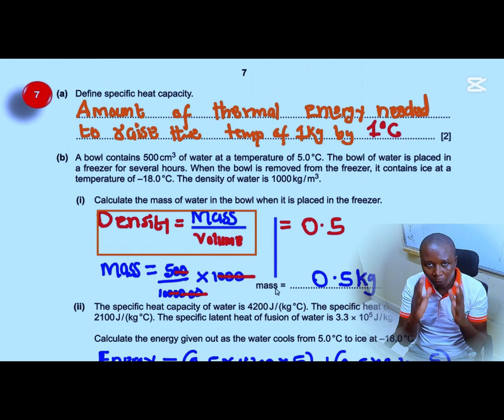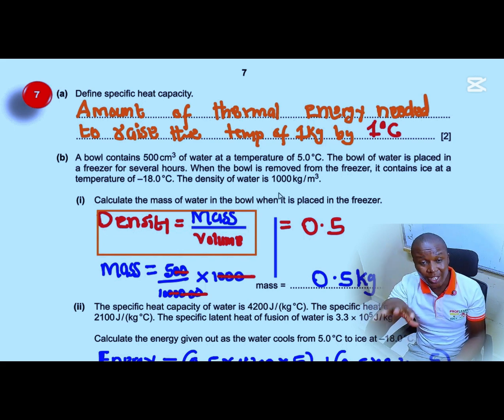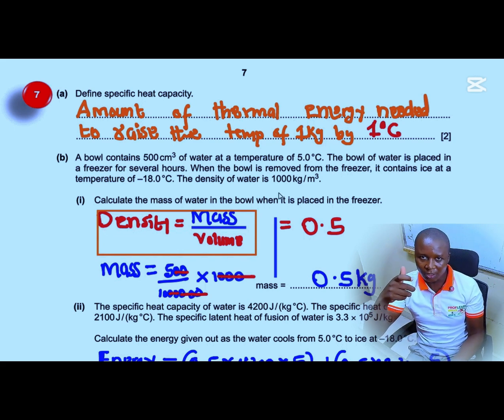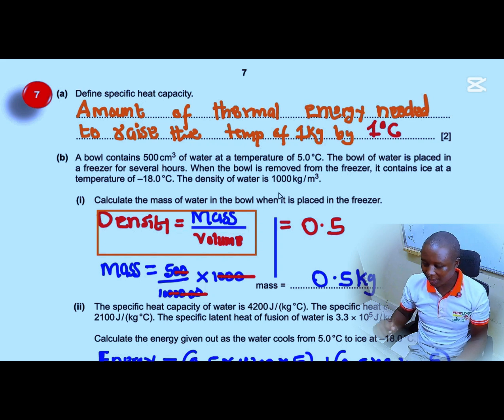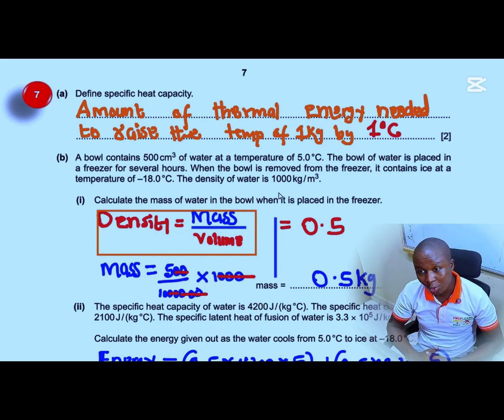So you have to be very specific. That is the amount of thermal energy required to raise or increase the temperature of 1 kg of a substance by 1 degree Celsius. Then you are told here a question whereby you are supposed to use density to calculate the mass.